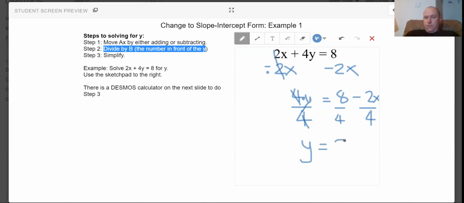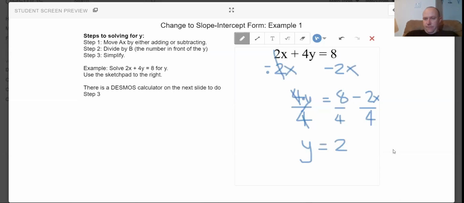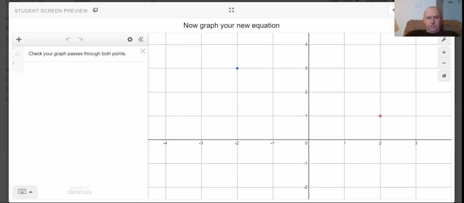So 8 divided by 4 is 2. And if we check negative 2/4, if we're not sure, hit the little fraction button, you can see that it's negative 1/2. So minus 1/2 x. And then if I was to graph this now, I know the slope is the number with the x, which is negative 1/2, and I can just do the skills that I did before.